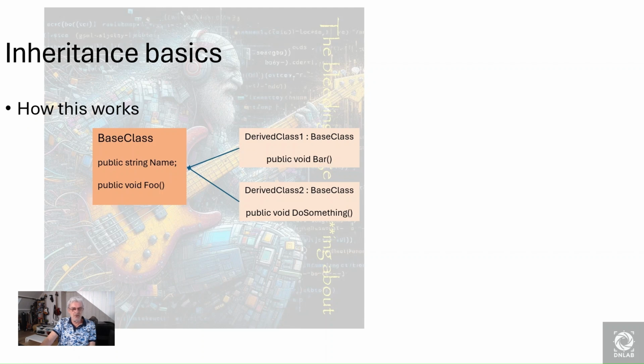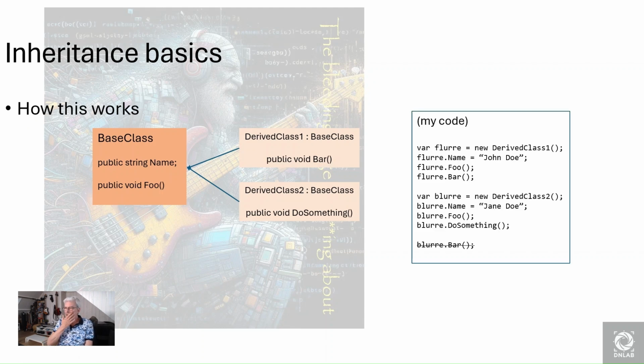So, how does that look when we're going to work with it? Well, here we have my code. I instantiate a new object of type derived class 1. We call it Flutter. We use the name property directly from the derived class that we instantiated. So we have flutter.name and we have flutter.foo. Even though the derived class 1 doesn't have these properties and methods internally, they get them from the class they inherit, which is the base class.